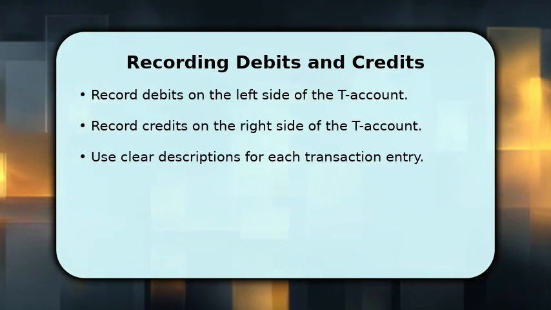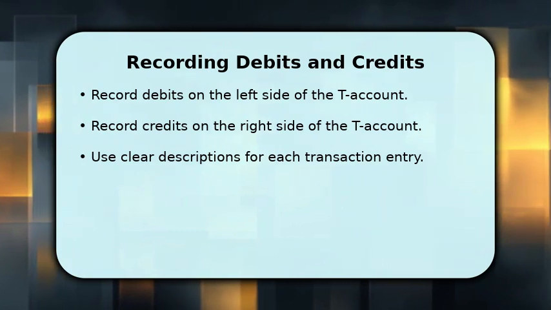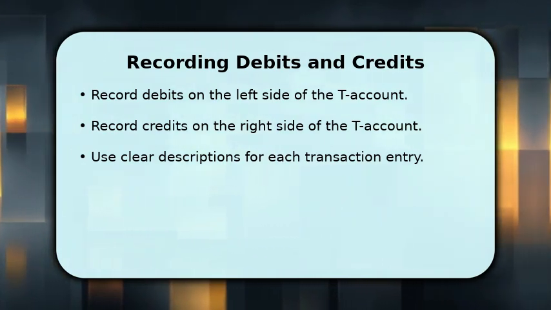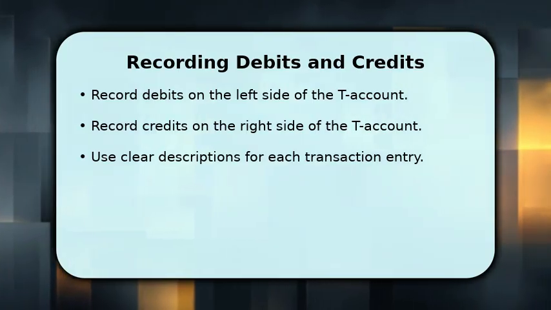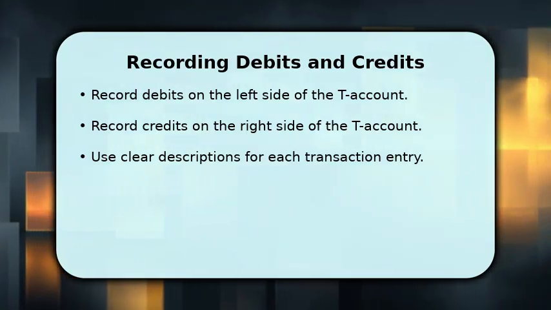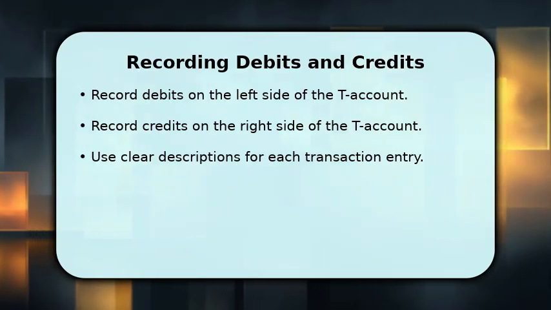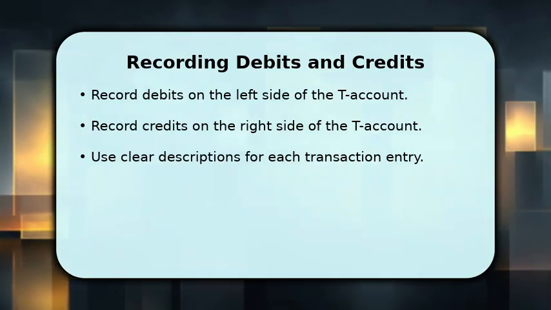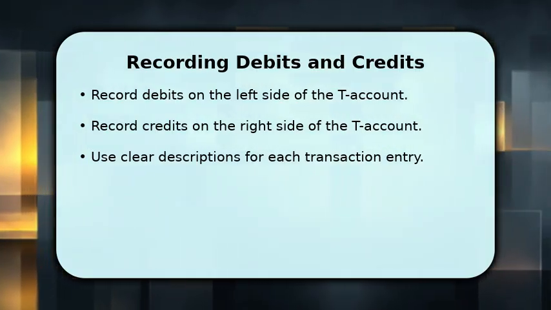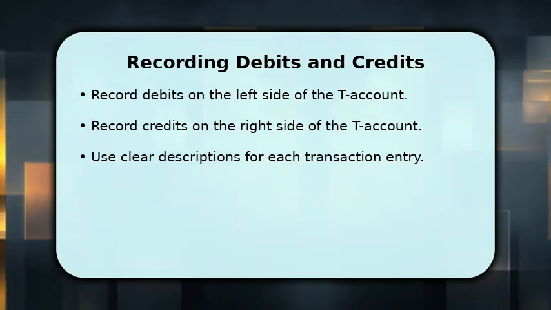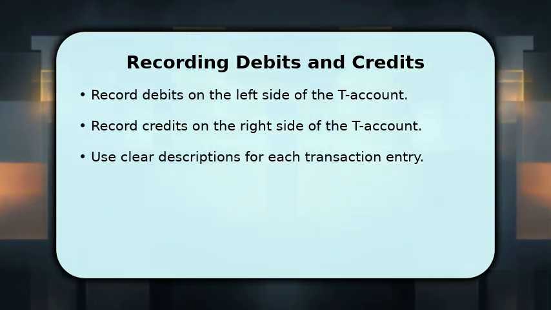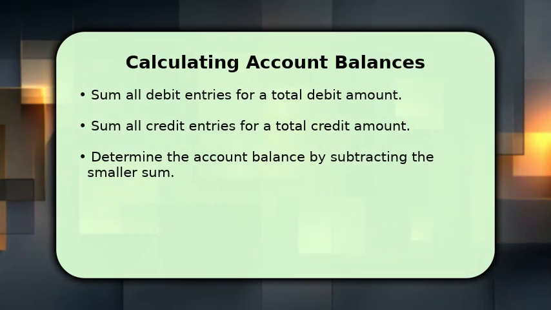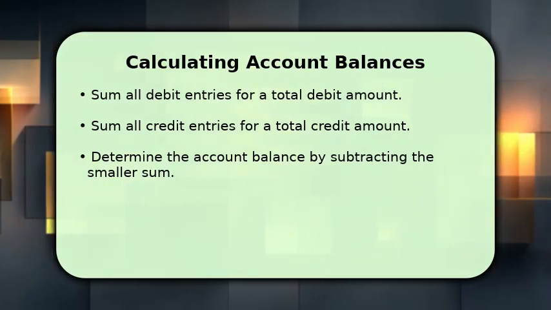Now, let's focus on recording. Debits represent money going out or an increase in assets, and they are always placed on the left side of your T account. Credits, on the other hand, represent money coming in or a decrease in assets, and they go on the right. Be sure to include the date and a brief description for each entry to maintain clarity and traceability. Once all transactions are recorded, it's time to calculate your balances.